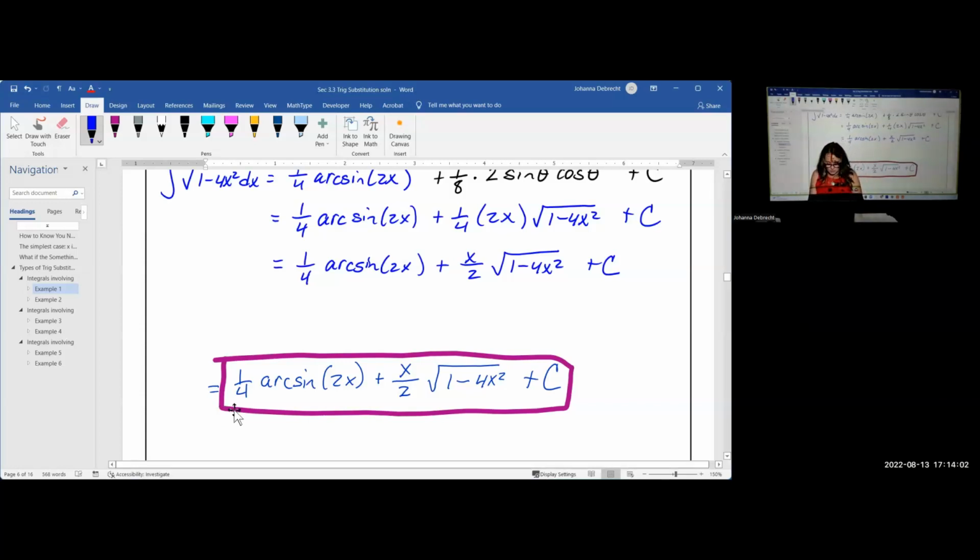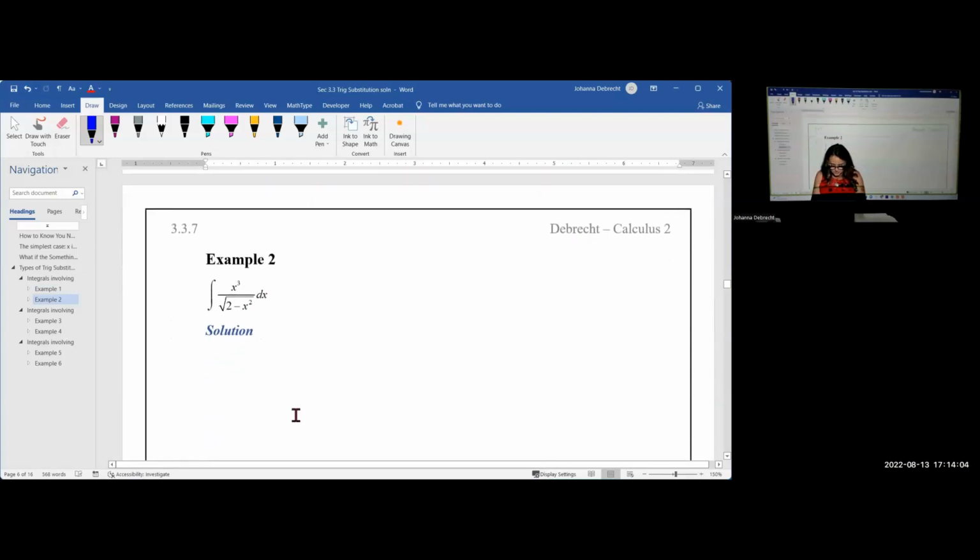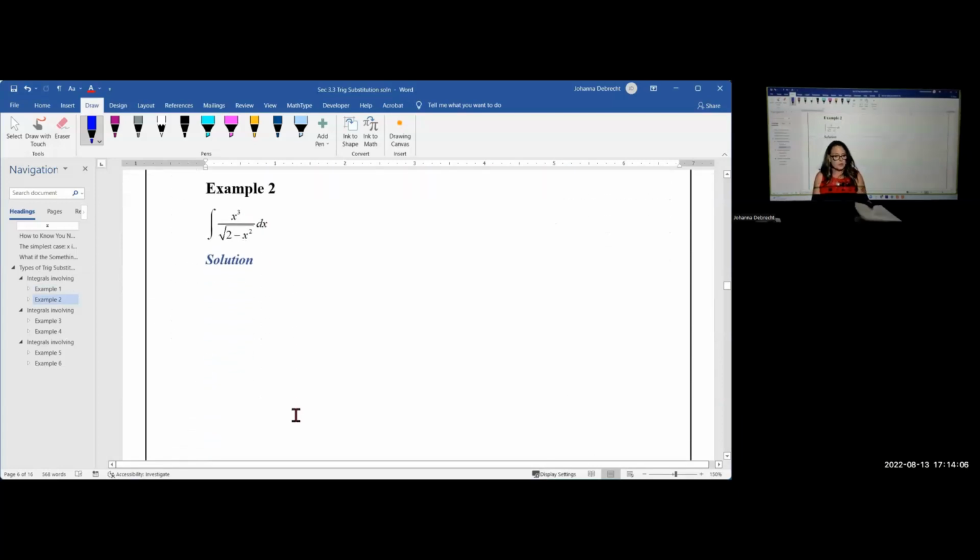So now let's take a look at the next example, which has more than one piece in it. So when I'm looking at this particular problem, I've got the integral of x cubed over the square root of 2 minus x squared. So again, why would I even think to do trig substitution? Well, it's not a trig integral. It's all algebraic, so I'm not thinking integration by parts.